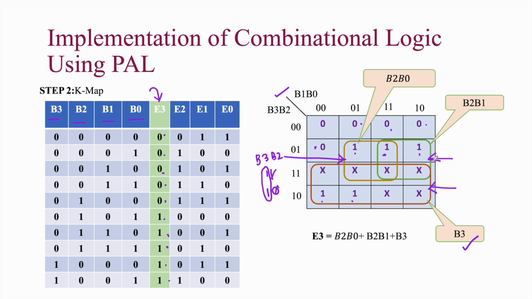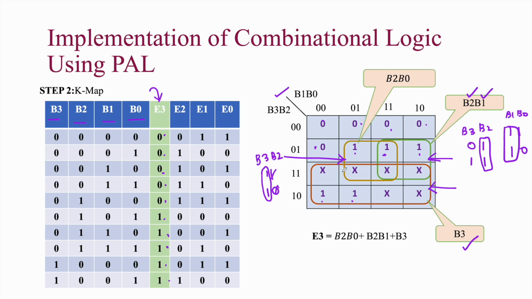Similarly, for the group highlighted with green color, we have to consider these 2 rows, 0, 1 and 1, 1. So B3, B2. B2 does not vary. Therefore, we will take B2 into our expression. Similarly, when we consider the 2 columns common to this group, the columns hold 1, 1 and 1, 0. That is B1, B0. B1 is not varying. Therefore, we take B1 also into the expression.